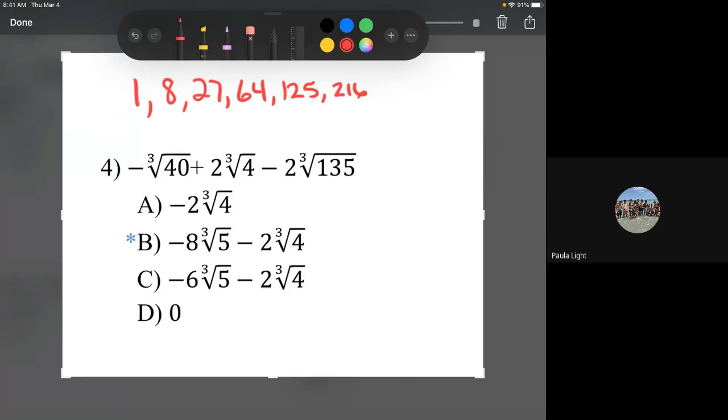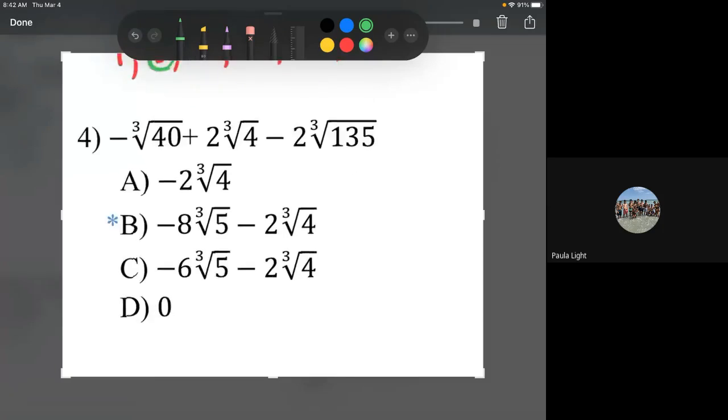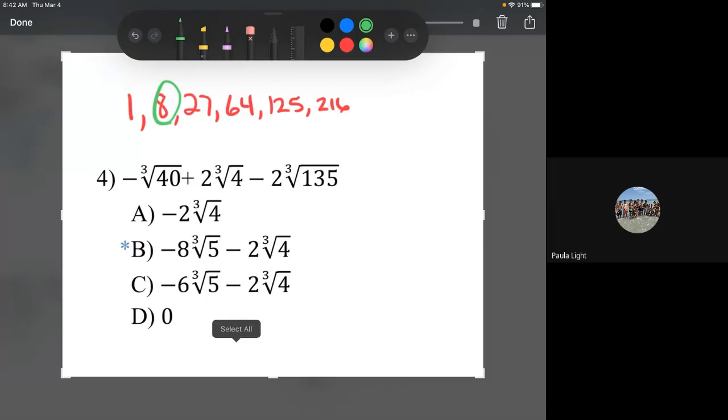8 and 5. And guess what? 8 is on our list. That's perfect. So we're dealing with the first one. I'm going to do a little scratch work here. I'm going to keep my negative symbol. I'm going to break it down as the cubic root of 8 times 5. And I know 8 is a perfect cube. So the 8 will come out as a 2. And the 5 has to stay under. And that negative gets attached to that 2. And that's how you rewrite that one. Negative 2 radical 5. Okay?